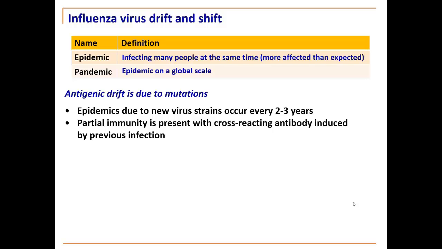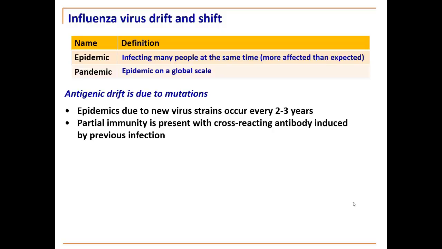But they're only very small changes. They might not affect the protein structure at all. They might have no difference, or it might just kill the virus off. Okay, but each one is slightly different. But because there aren't big changes, you very rarely get an epidemic. So that's why you only get the epidemics due to these new virus strains occurring every 2 to 3 years. And there is still partial immunity because of the cross-reacting antibody induced by previous infections.